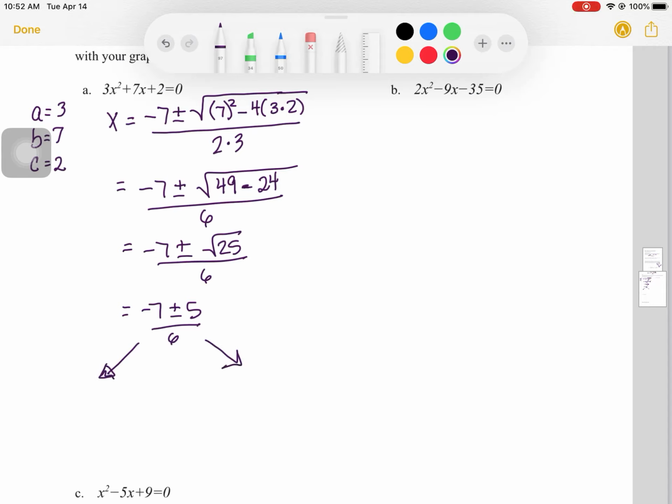And at this point, I'm going to break it into my two answers here. So I'm going to have negative 7 plus 5 over 6, which is negative 2 over 6, or negative 1/3.